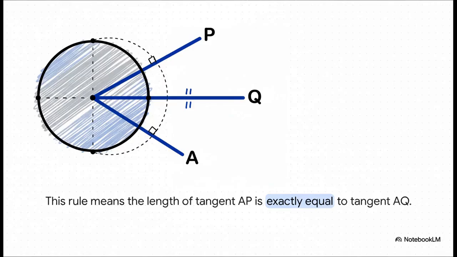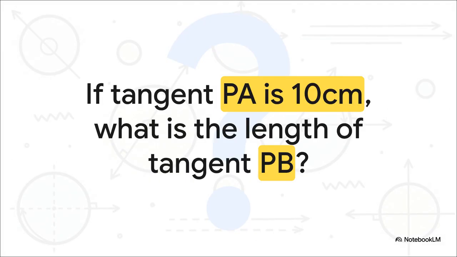And looking back at our puzzle, this rule is staring us right in the face. We have that external point A, the 2 tangents drawn from it are AP and AQ. So, because of this rule, we now know for a fact that the length of AP is exactly equal to the length of AQ.